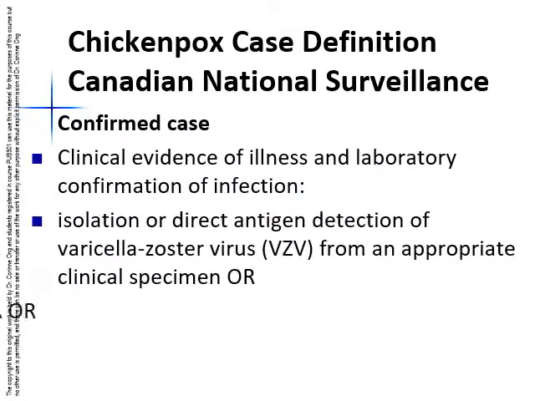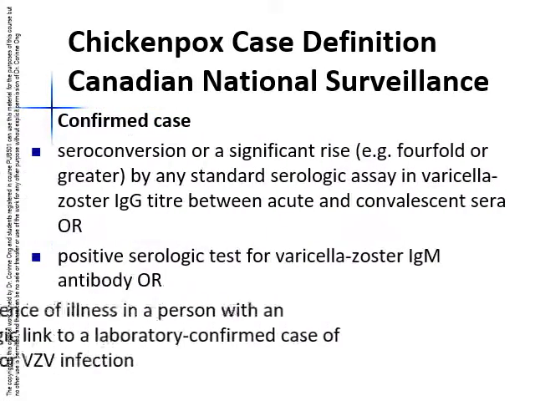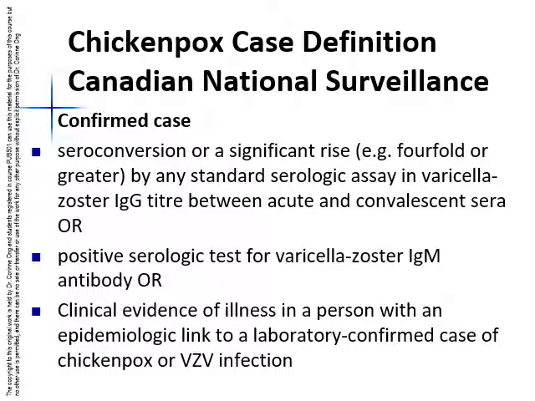A case of chickenpox is confirmed in the laboratory by the isolation of the varicella zoster virus from an appropriate clinical specimen or the detection of the varicella zoster virus DNA. Alternatively, serological seroconversion with a 4-fold or greater increase in varicella zoster IgG titer between acute and convalescent sera, or a positive serologic test for varicella zoster IgM antibody can be used. Another criterion that may be used as an alternative to laboratory testing is clinical evidence of illness in a person who is epidemiologically linked to a lab-confirmed case.